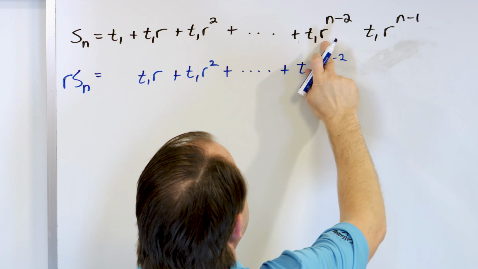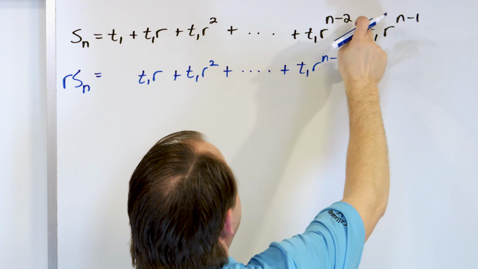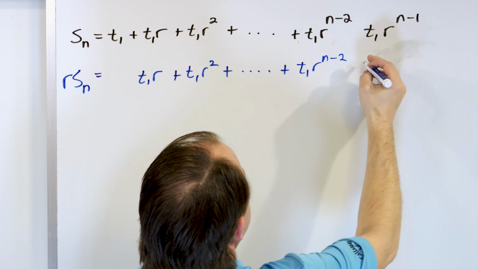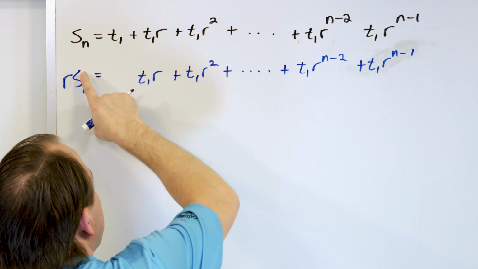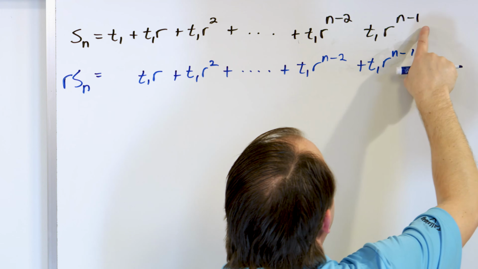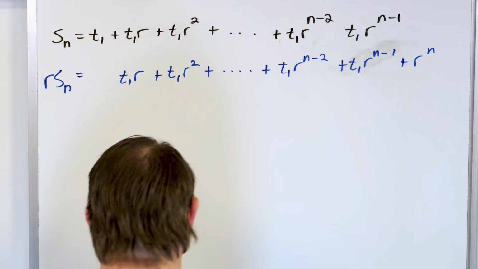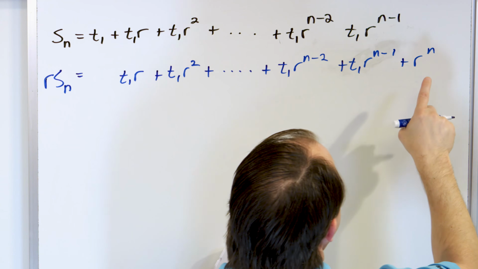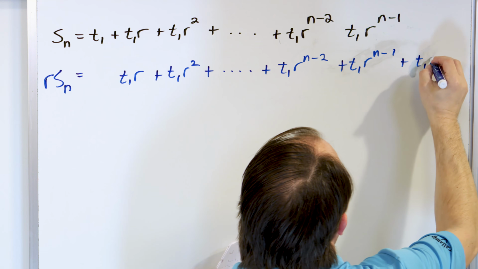Then when I multiply this one by r, I'm going to add the exponent, so it'll be n minus 1. So it'll be t1r to the n minus 1. And then when I multiply the last term by r, the r to the first power will add with this, so it'll become r to the nth power. Actually, I forgot a t. It'll be t1r to the nth power.